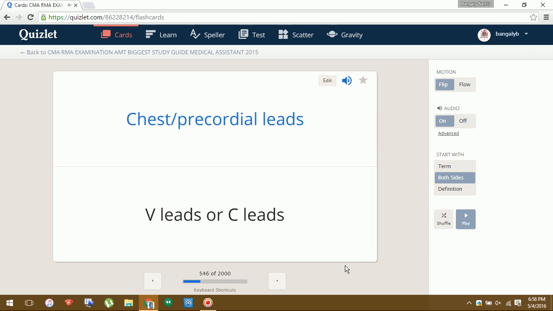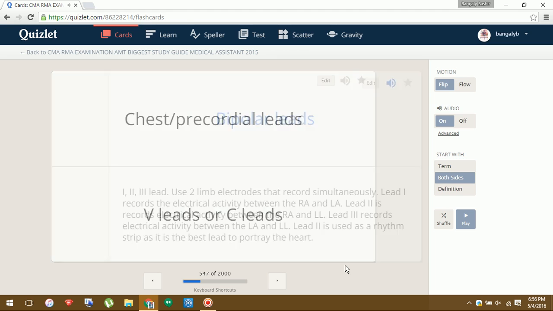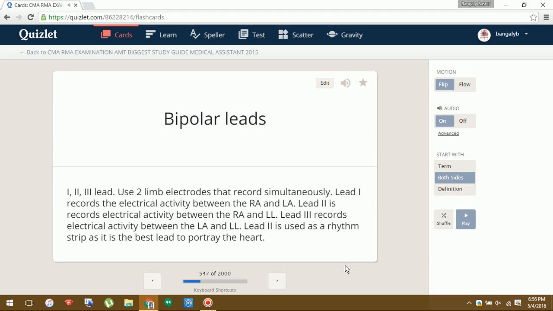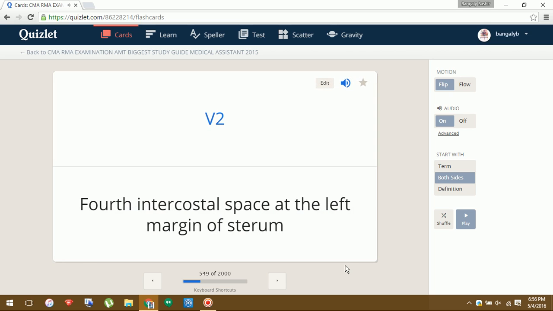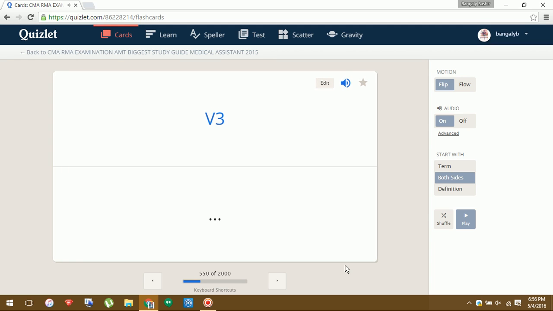Chest precordial leads, V leads or C leads. Bipolar leads. V1. Fourth intercostal space at the right margin of sternum. V2. Fourth intercostal space at the left margin of sternum. V3.